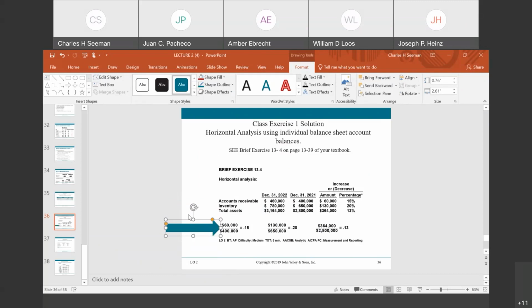Second one, inventory is 780 this year, was 650. That's an increase of 130. That's where the 130 comes from. And simply the base is 650, and you have an increase of 20%. And finally, you have 3164 minus 2800 gives you 364,000 divided by the base year, 2,800,000 gives you an increase of 0.13 or 13%.